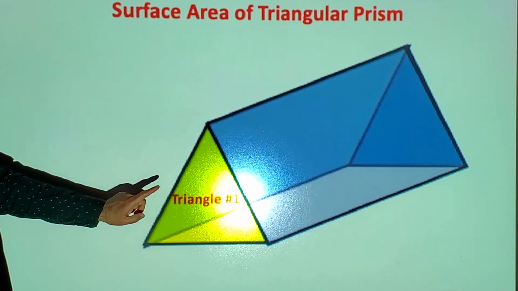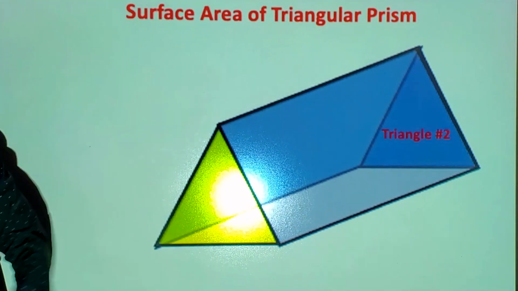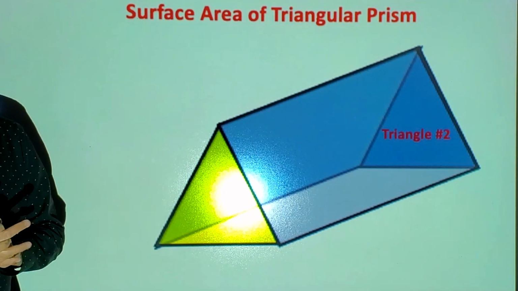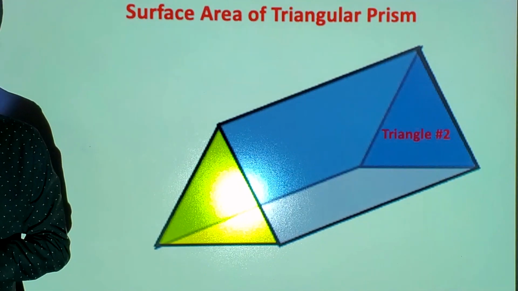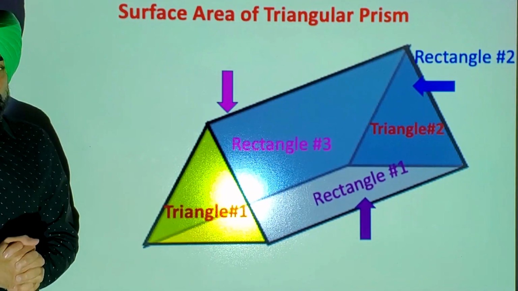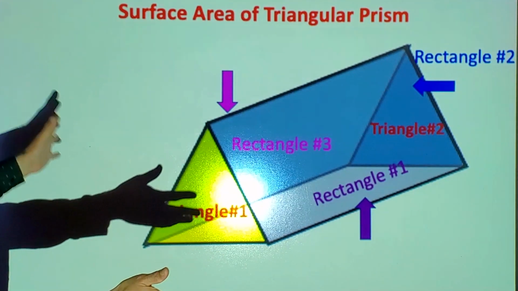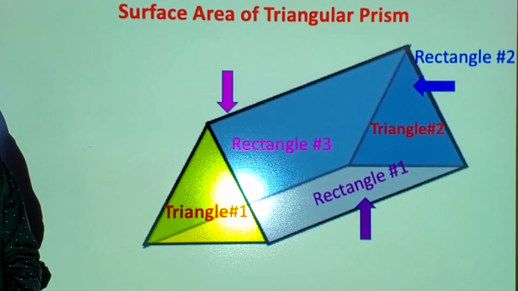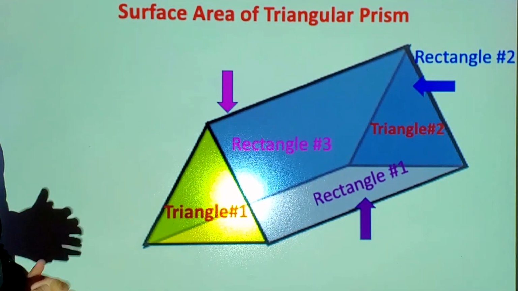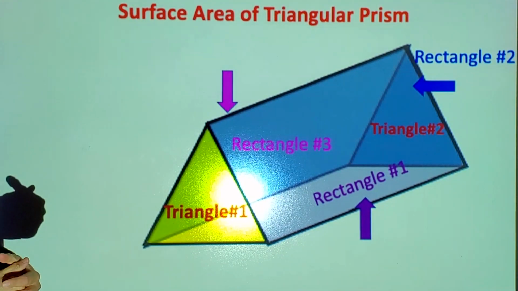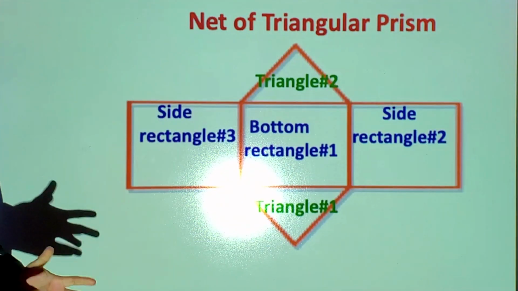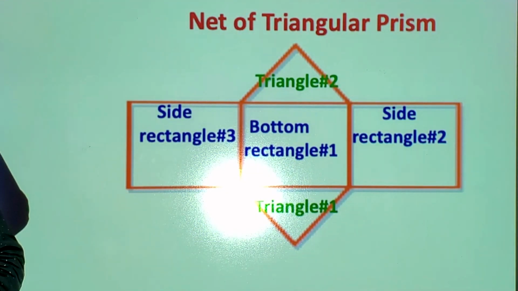And there are two triangles, this is triangle number 1, and then there's triangle number 2. Both triangles will have the same area. Rectangles could have different areas, but the triangles should have the same area. Now, in this scenario, we have 5 surfaces here, 3 rectangles and 2 triangles. I'll give you one example later on, and we'll see how we will find the area of each surface. Before that, let's open this triangular prism.